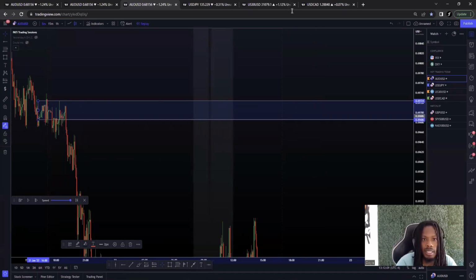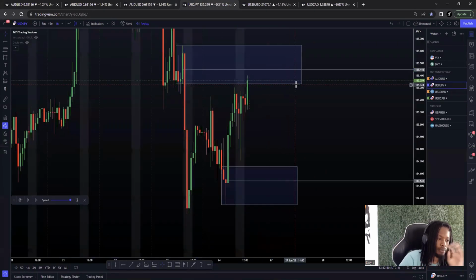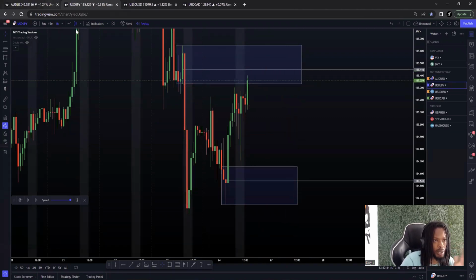Okay. So let's just go to USD JPY. Let's just get off of this. I'm just gonna take this off because we don't care about it. We're not talking about 5-minute setups right now. We're talking about scaling in to get bigger rewards.